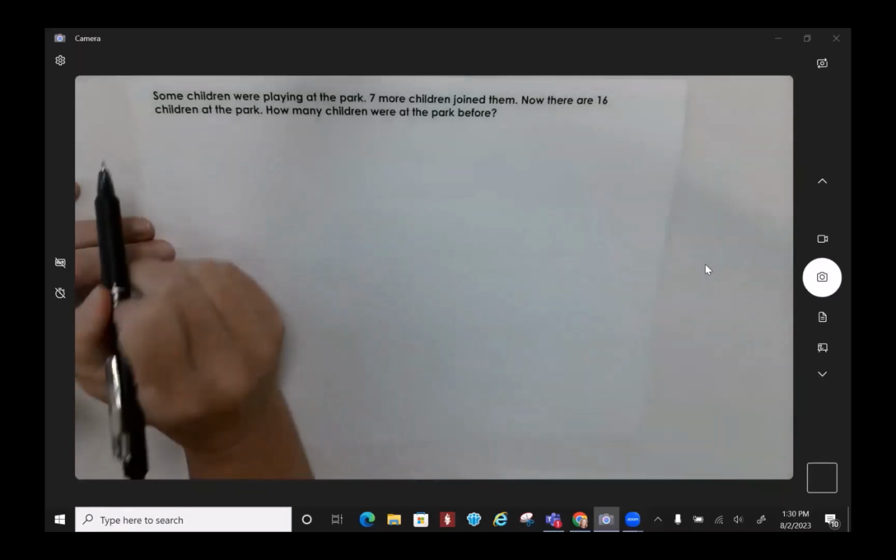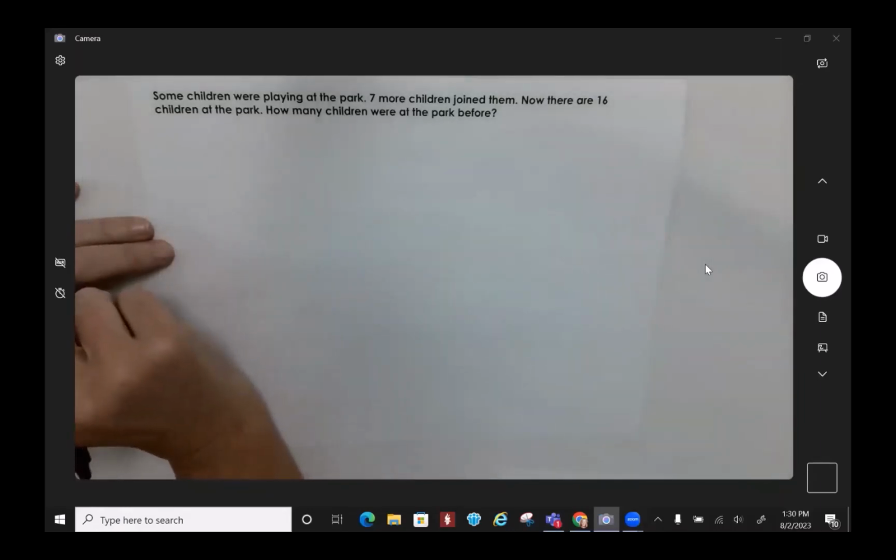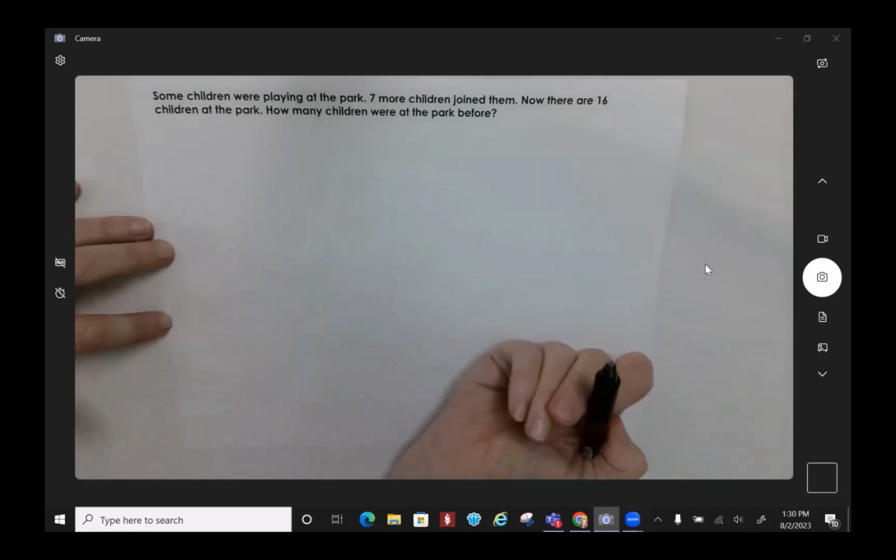Children were playing at the park. 7 more children joined them. Now there are 16 children at the park. How many children were at the park before?